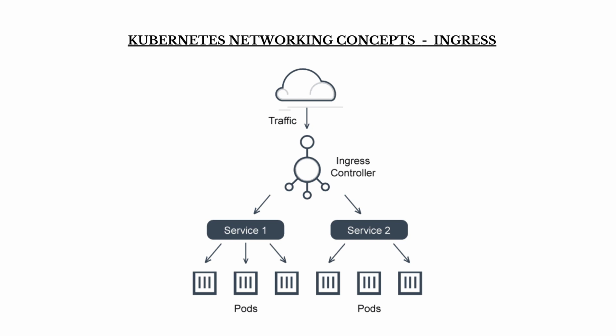Ingress is a Kubernetes resource that manages external access to services within the cluster. It acts as a layer 7 application layer HTTP or HTTPS router, allowing you to route traffic to different services based on rules, perform SSL termination, and more.